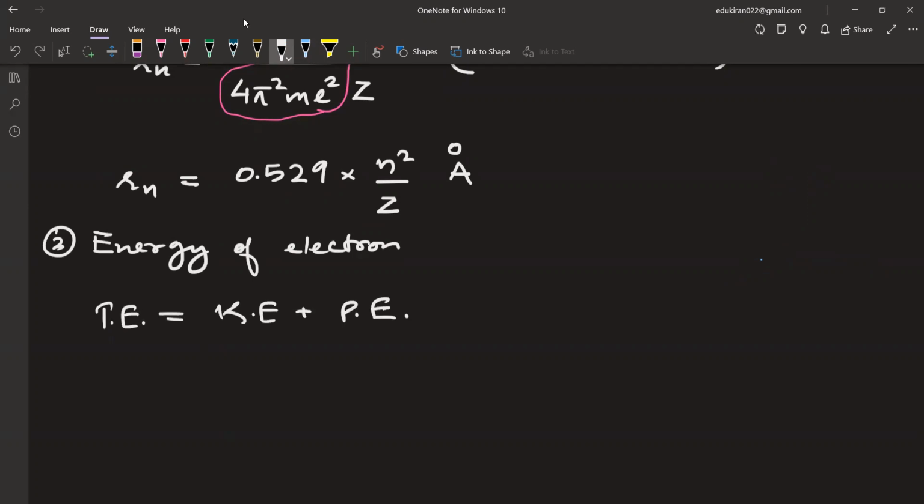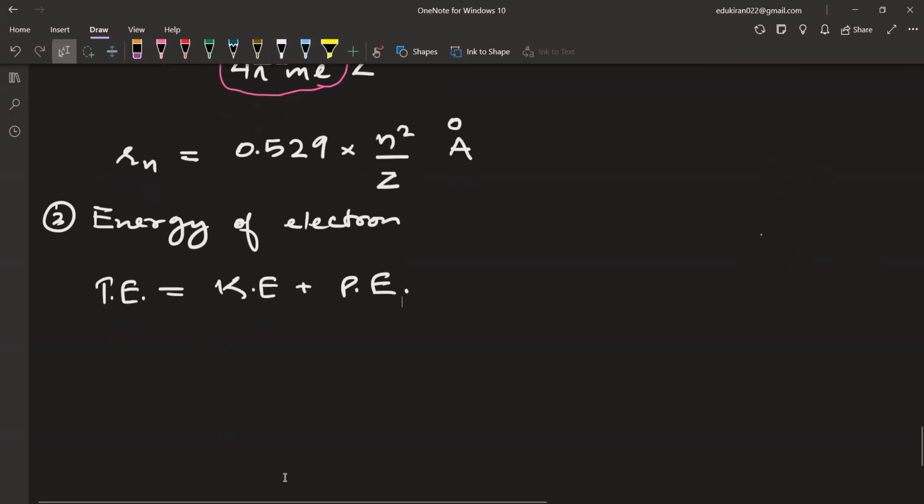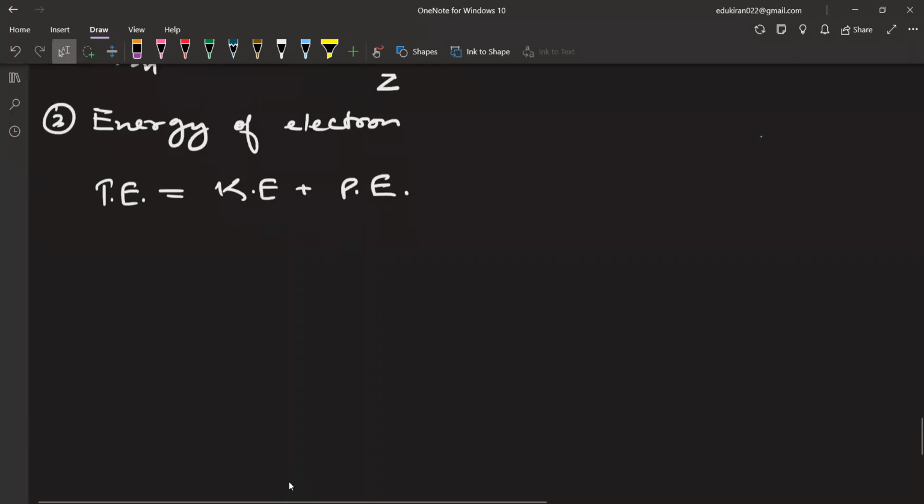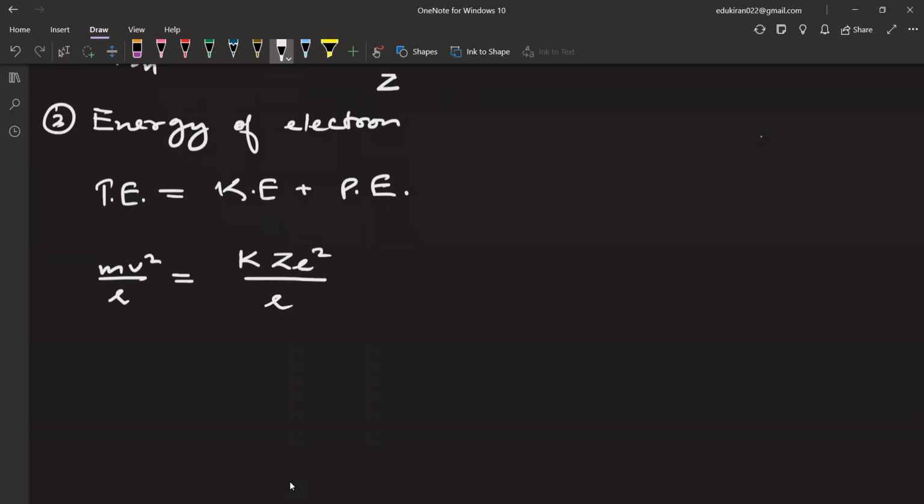Okay. Now, this kinetic energy that we have here and potential energy that we have here. If you remember from last time, we had mv square upon r. This was equal to how much? K. बताइए. K z e square upon r square. ये था हमारे पास, yes or no? Centripetal and centrifugal से, है ना.